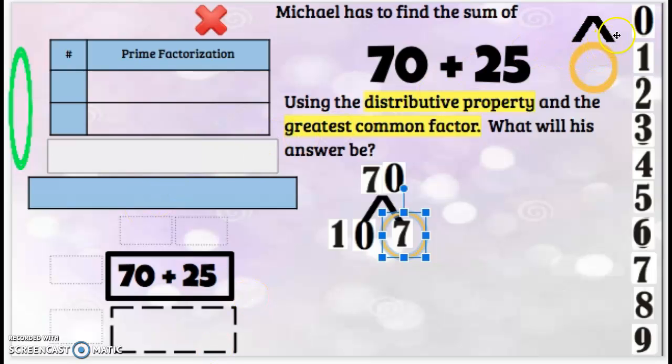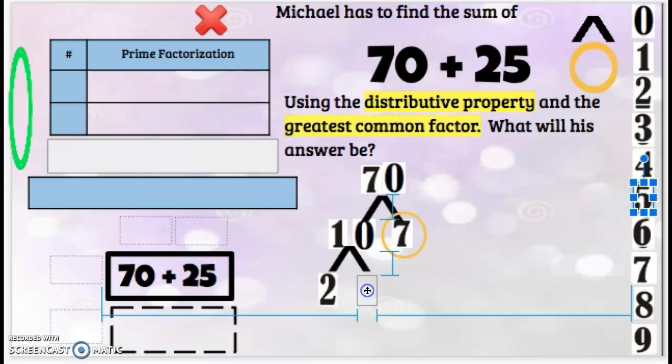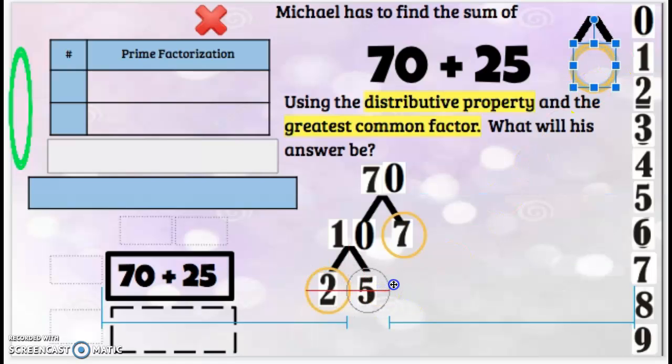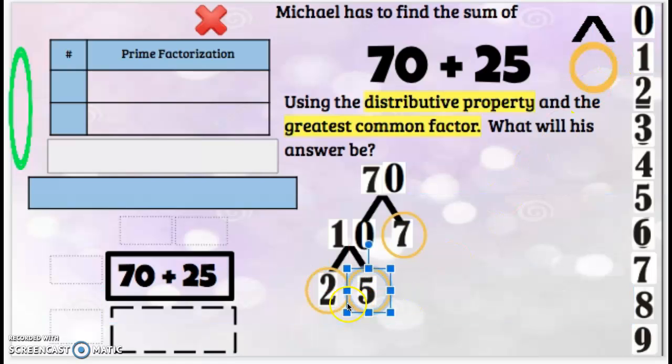Then you're going to break the 10 up because we know that's a composite number. It's not a prime number, so I break up 10, which is going to be 2 times 5. So I have 2 times 5. Now I know that 2 is a prime number and 5 is a prime number. So 2 and 5 are prime. I have all my apples, so I'm good.